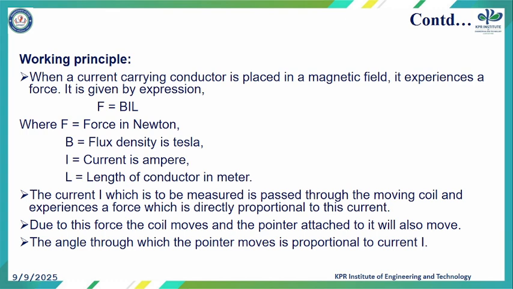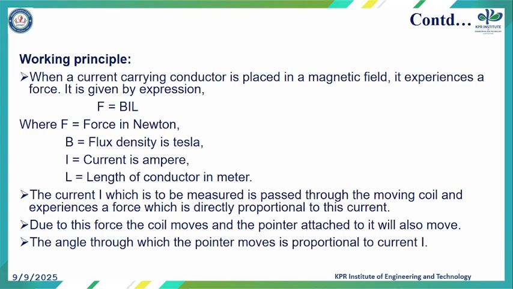The working principle: when a current carrying conductor is placed in a magnetic field, it experiences force by the following expression: F is equal to BIL, where F is the force in Newton, B is the flux density in Tesla, I is the current in ampere, L is the length of the conductor in meter.